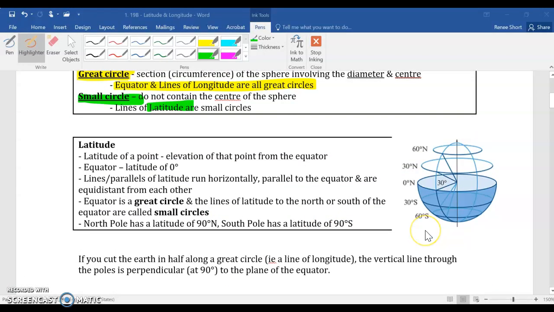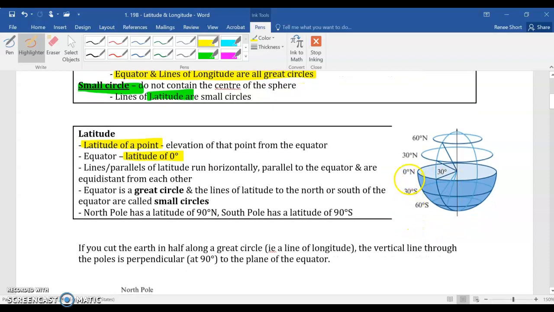To keep going through these lines of latitude with a bit more detail, the latitude of a point is actually the elevation or the depression of that point from the equator, because our equator has a latitude of 0 degrees. Over here we can see the bottom hemisphere drawn in, and the north hemisphere has become a series of circles. From 0 degrees north, which is that equator, we've then got 30 degrees north labelled, and we've got this little angle of 30 degrees being shown in here. I'm going to come back to that in a moment.